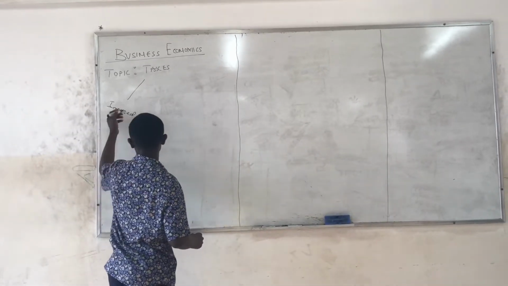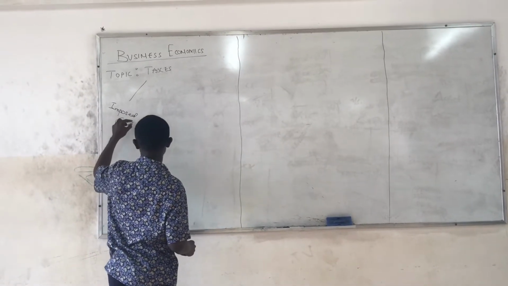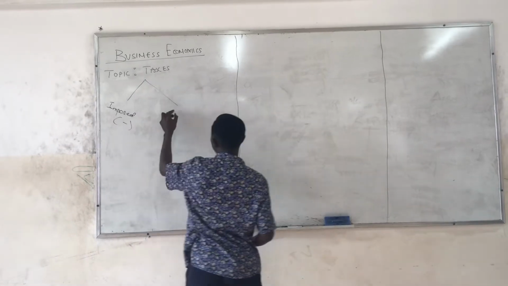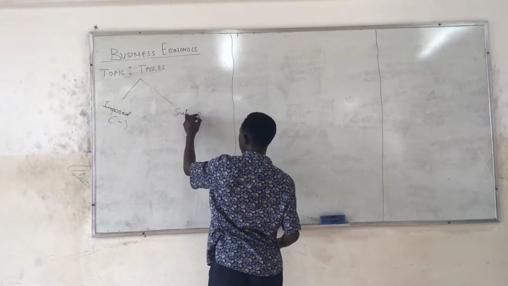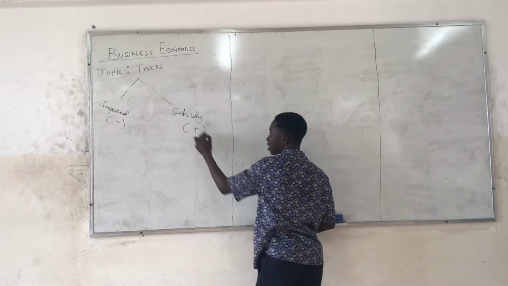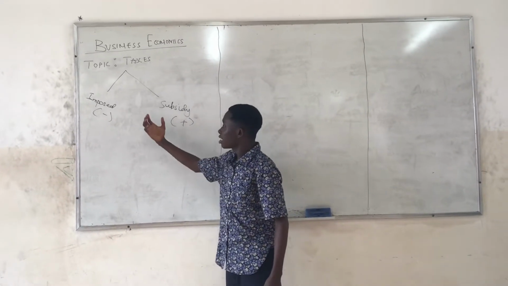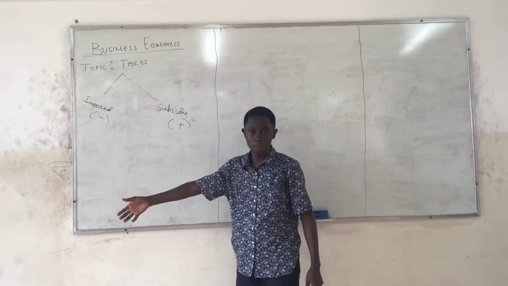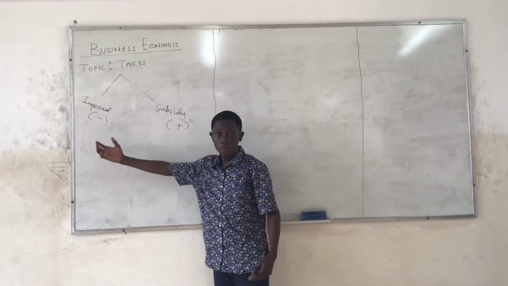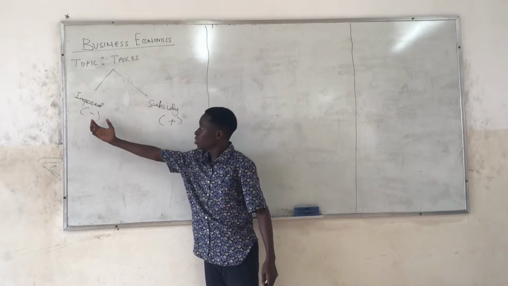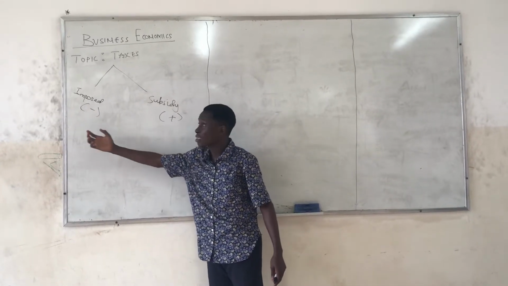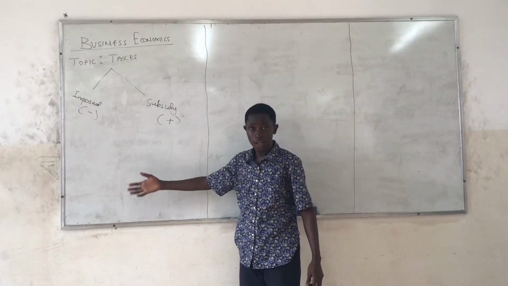So tax is minus. We have subsidy. Subsidy, we add. With subsidy, we grant subsidy, we don't impose subsidy. With tax, we impose tax. Tax is negative, tax we subtract. Subsidy we add. Do you get the difference?